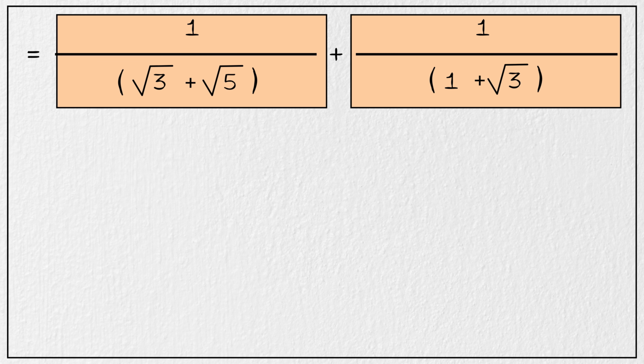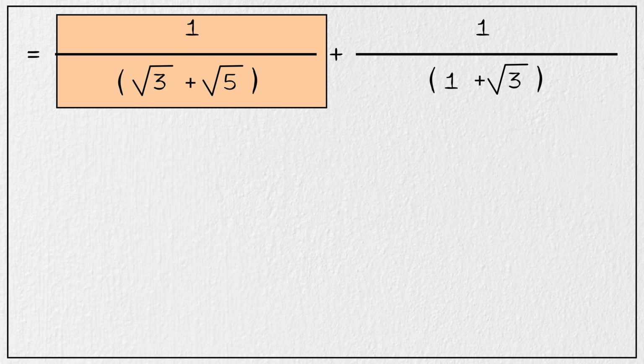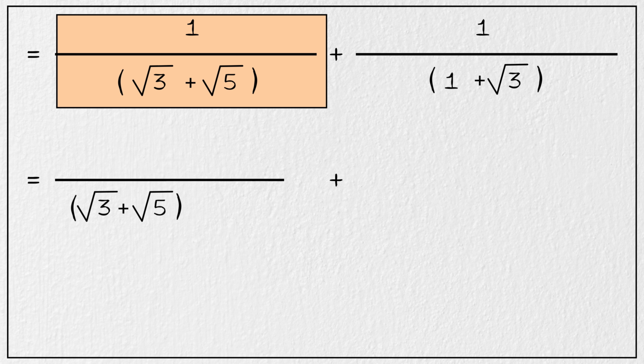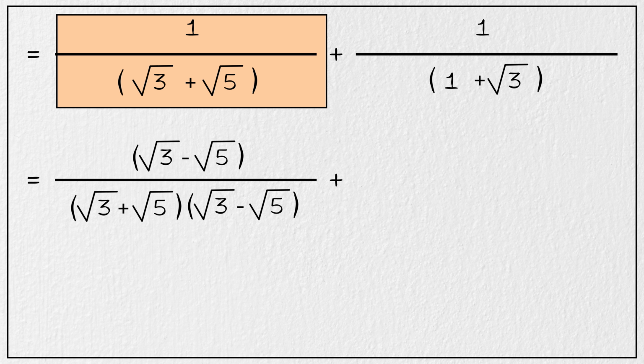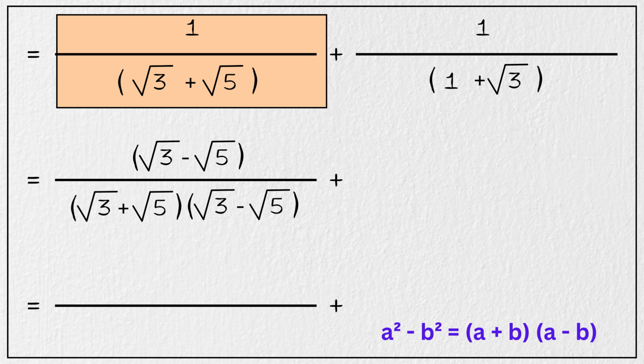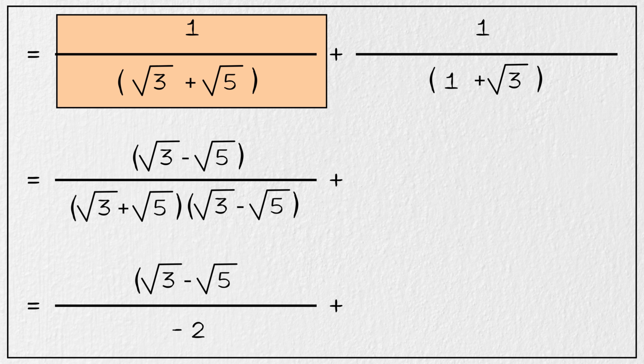Now we rationalize both of these parts. To rationalize 1 over square root of 3 plus square root of 5, we multiply both the top and bottom by square root of 3 minus square root of 5. Using the identity for difference of squares, that is a squared minus b squared is equal to a plus b times a minus b, the denominator becomes 3 minus 5, which is minus 2. So we get first part as square root of 3 minus square root of 5 divided by minus 2.